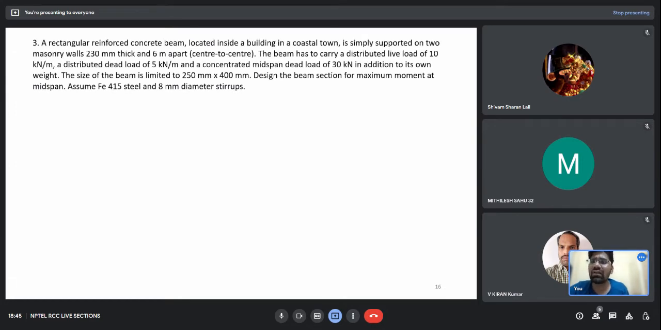A rectangular reinforced concrete beam located inside a building in a coastal town. Again, the coastal town, M25, is simply supported on two masonry walls. So this is a similar problem. The beam has to carry a distributed live load of 10 and a dead load of 5. Now the only difference between this problem and the previous problem is we now have a concentrated mid-span dead load. This is the extra dead load which is acting.